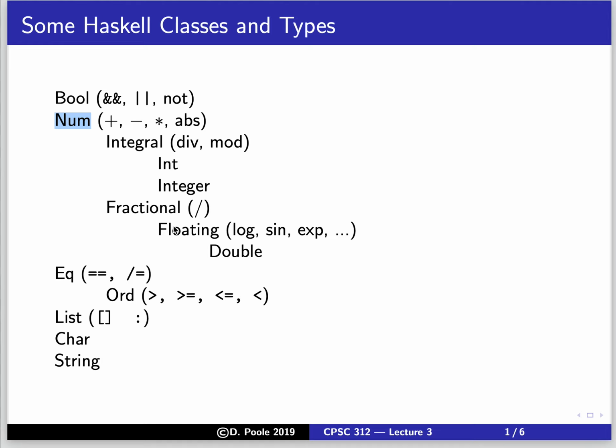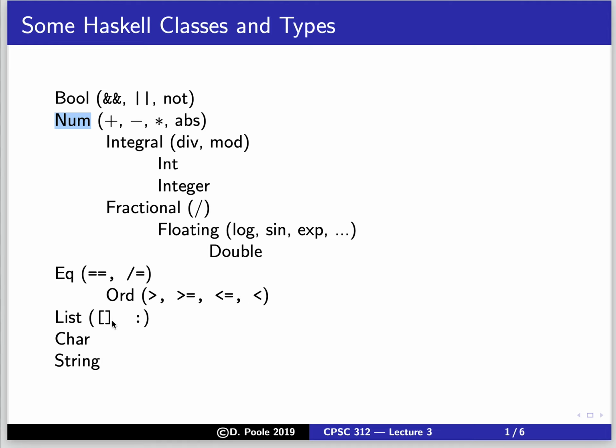Underneath fractional is floating that implements log, sine, exponent and other mathematical functions. And one type that's in here is double. So double is a floating. There are other types you could define. So for example, the rational numbers might be fractional but not floating. Then there's the Eq class, which implements equality and not equality. And underneath the Eq class is the Ord class, which implements greater than or equal to, less than or equal to, and less than.